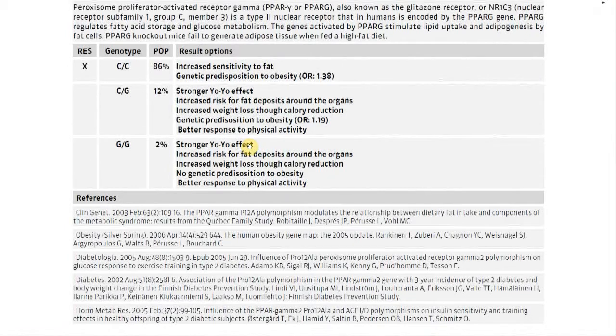So if you have the CC genotype, the CC result in this gene, you have an odds ratio of 1.38, meaning you have a 1.38 fold higher likelihood of developing obesity than if you had the GG type. So it's 38% higher, more or less. And you see the different types. CG, 12% of the population, a stronger yo-yo effect, the rebound effect once you've lost weight, increased risk for fat deposits around the organs, increased weight loss through calorie reduction, so eating less and so on.